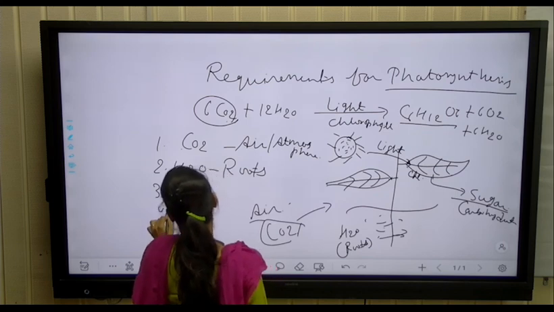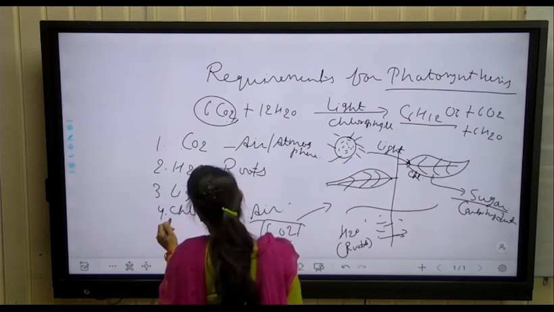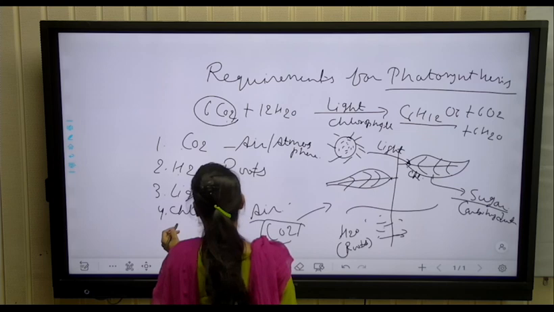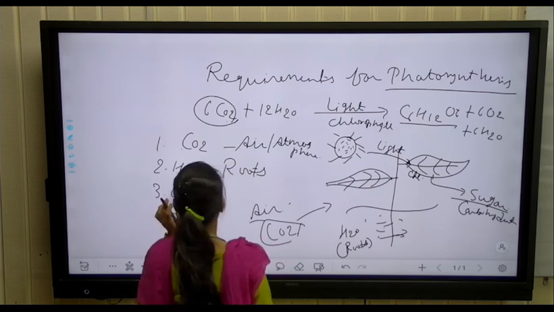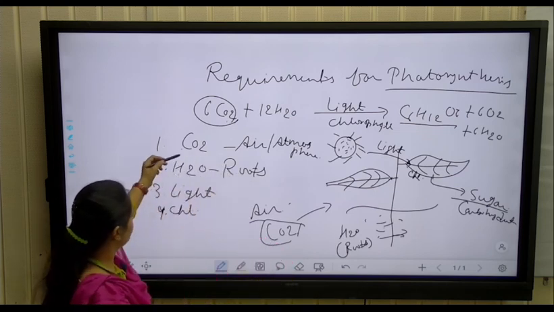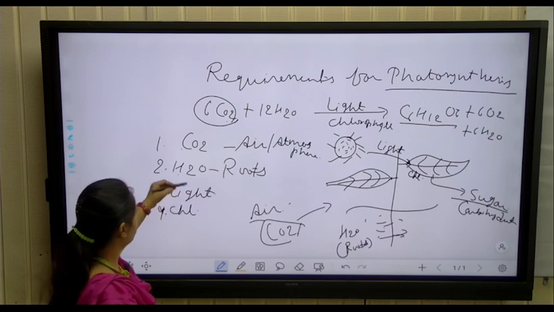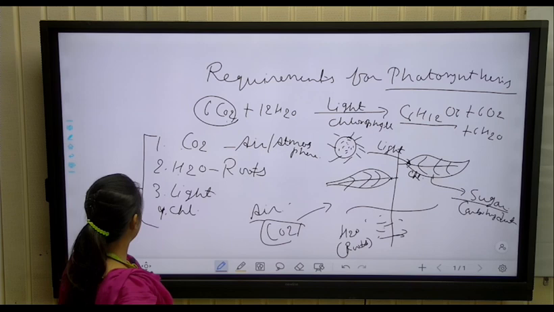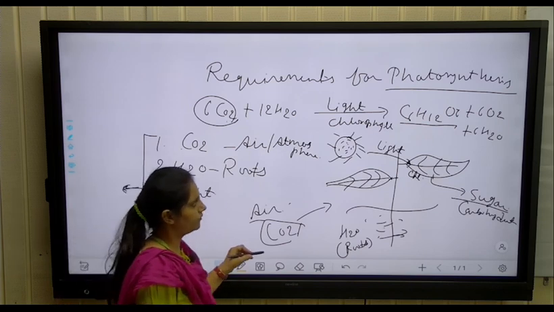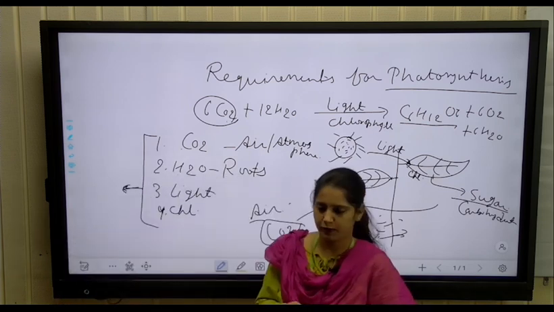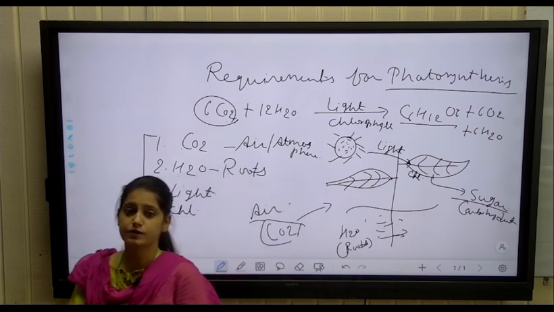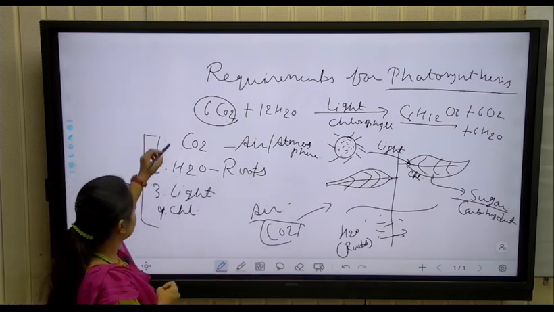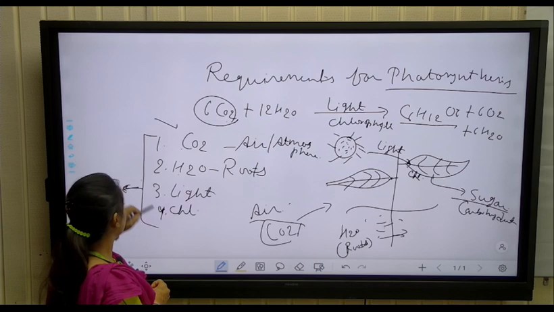or fourth is chlorophyll, and these are the basic requirements. These four are the basic requirements: CO2, H2O, sunlight and chlorophyll, and these four requirements are utilized to complete the process of photosynthesis. But there are two experiments which prove that CO2 is required and chlorophyll is required.